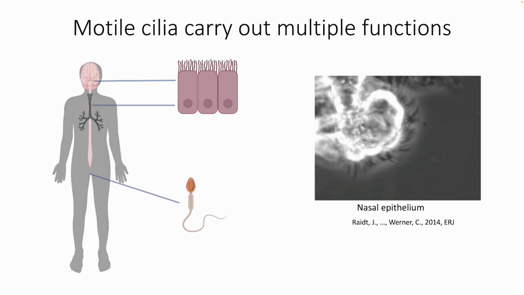In the lab, we study motile cilia. Motile cilia are cellular projections that carry out multiple functions in the human body. They're important in the trachea to move mucus, and they provide motility to sperm cells, for example. I'm also showing here a video of nasal epithelium cilia that are beating.